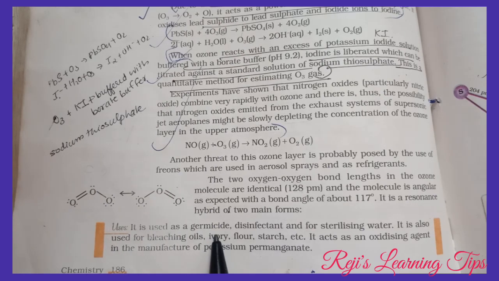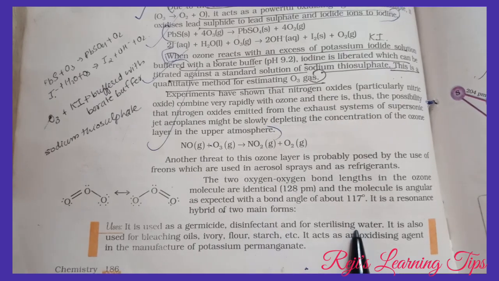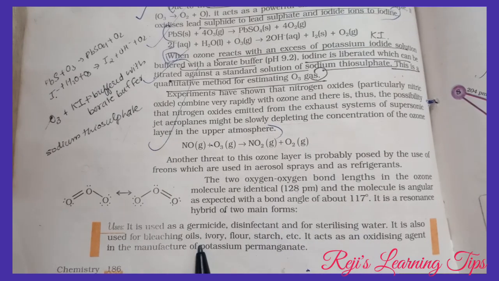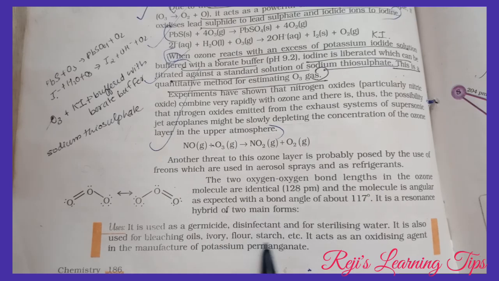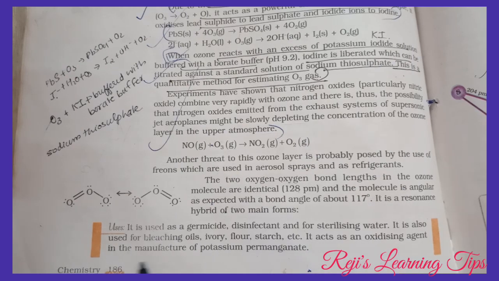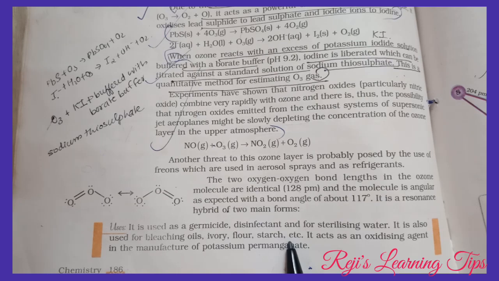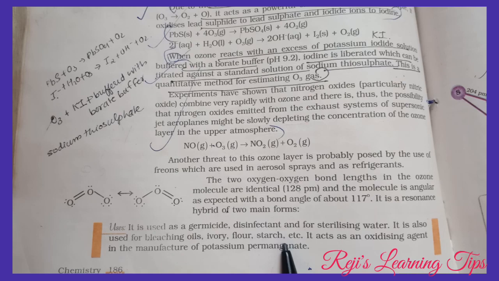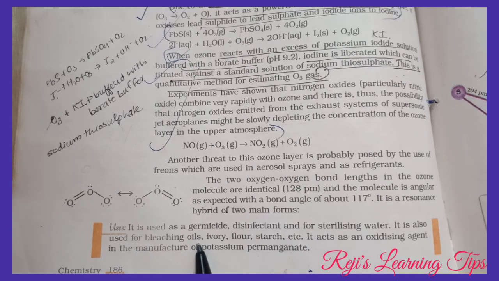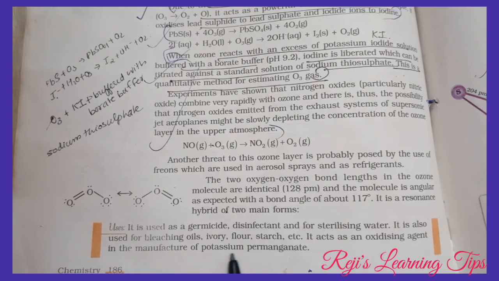It is used as a germicide, disinfectant, and for sterilizing water. It is also used for bleaching oils, ivory, flour, starch, etc. It acts as an oxidizing agent in the manufacture of potassium permanganate. These are the uses of ozone.